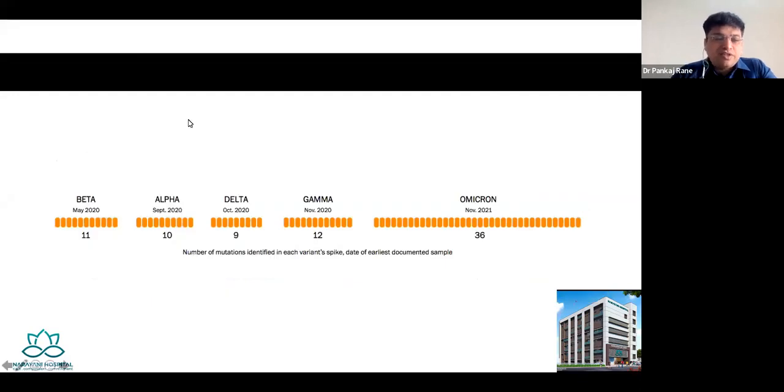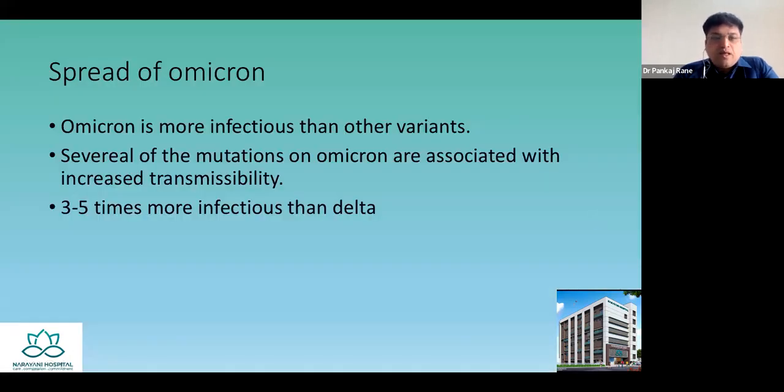The first variant we isolated was beta, then alpha, then delta, which was isolated in India, gamma, and now Omicron. We can see it started with 11, 10, 9, 12. Now Omicron has more than 36 variations. So Omicron is more infectious than other variants. Several mutations on Omicron are associated with increased transmissibility. It is 3 to 5 times more infectious than Delta.